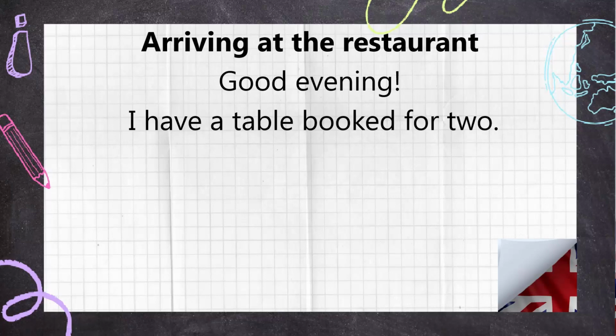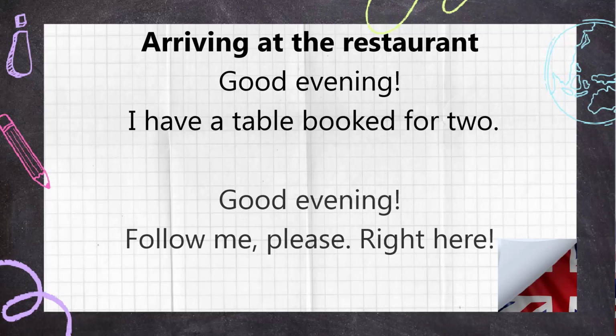Arriving at the restaurant. Good evening. I have a table booked for two. I have a table booked for two. Meaning I have a table booked for two people. Good evening. Follow me, please. Right here.